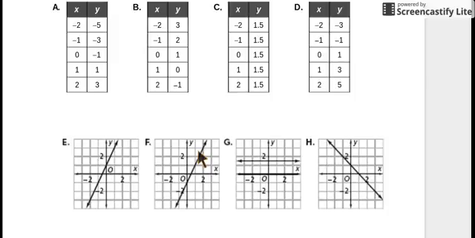And then my y-intercept is when my line runs into my y-axis. So I've got to determine which graph has a line that runs into the y-axis at +1. It looks like it's going to be E.